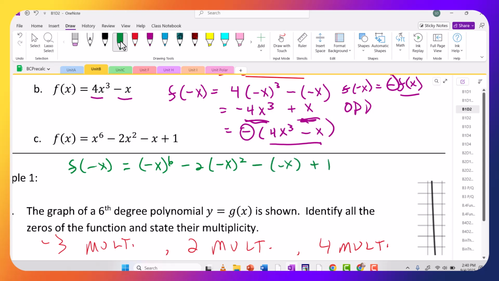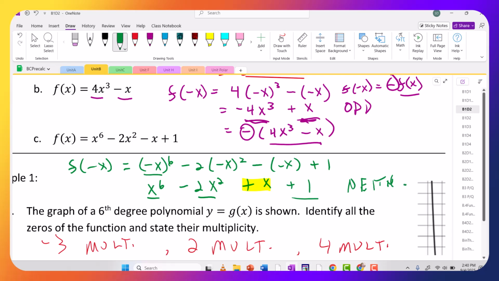So f of negative x. We got no time. Negative x to the sixth minus 2 times negative x squared. What do you think is going to happen? Even, odd, or neither? 3, 2, 1, go. Neither is right. One of these messes it up because that's the same. Nope, that doesn't cancel. Negative squared is a positive, so that's the same. Oh, no. This is the one that jacks it up. That is the only term that turned opposite, and then the rest are the same. So this is neither.